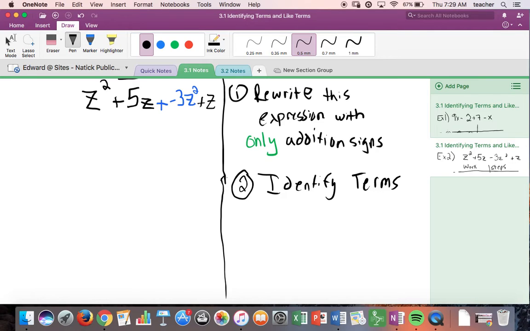So the way we identify our terms is our terms are always separated by addition signs. So we're going to list them. So when we list our terms, I'm going to write the word terms, and then I'm just going to list them. And when I list them, I'm going to separate them with commas.